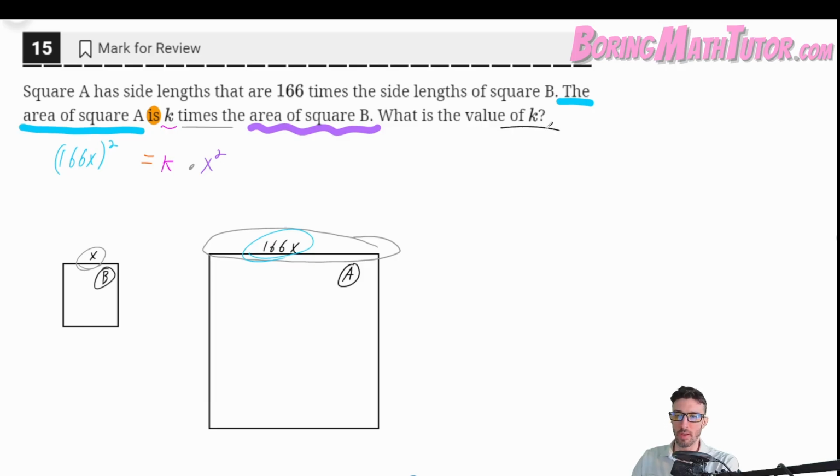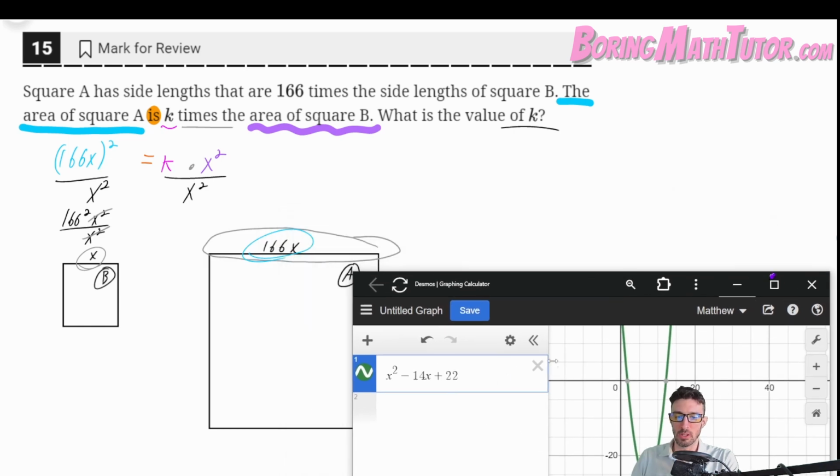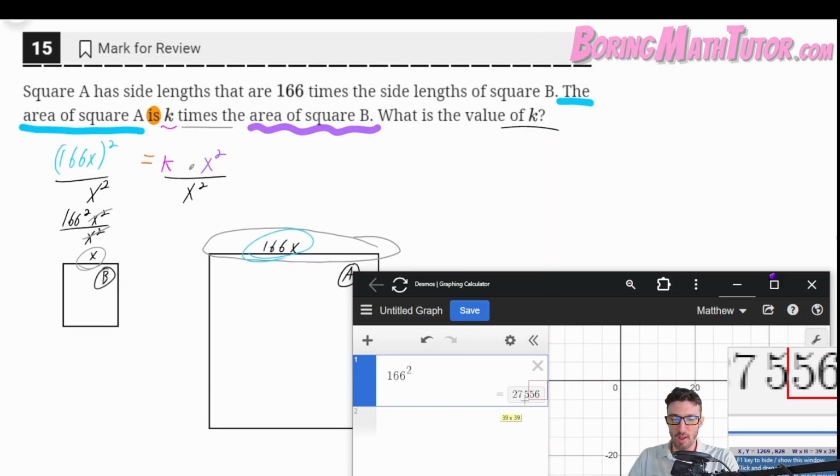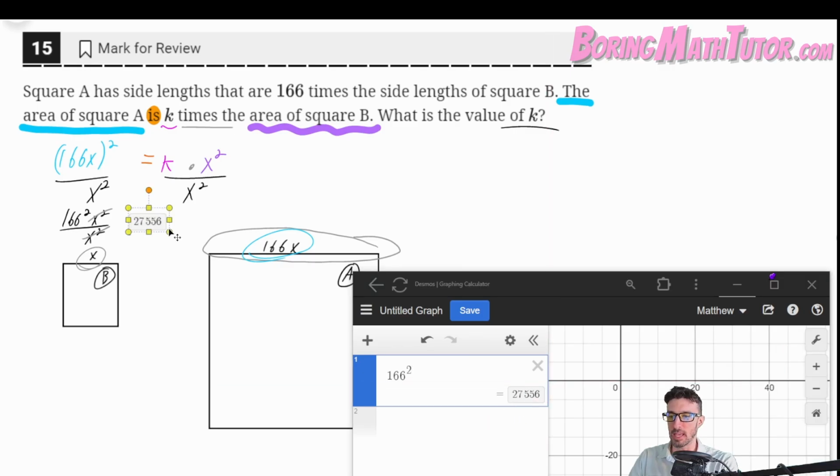And now they want to know the value of k. So all I have to do is divide both sides here by x squared. But I can already tell you that the top is just going to be 166 squared x squared. And then you're dividing that by x squared. So the x squareds are going to cancel. And the only thing that you're going to need to type in is 27556. That is the answer to the problem, 27556.